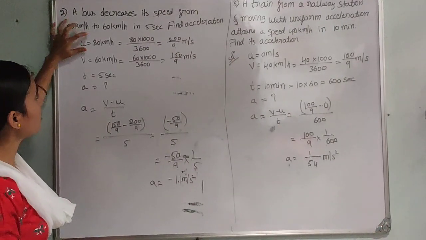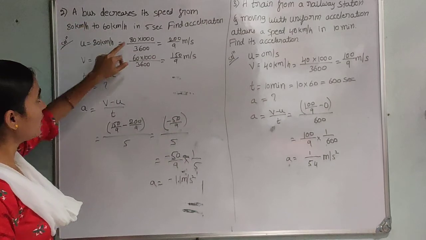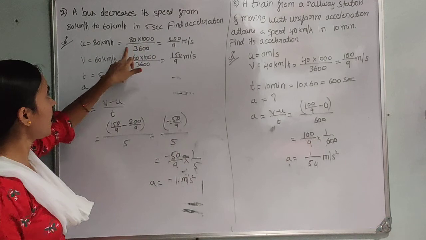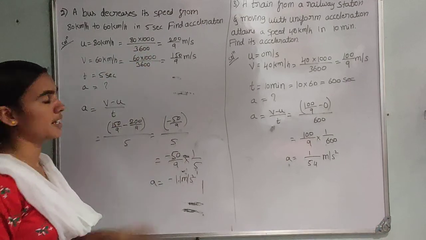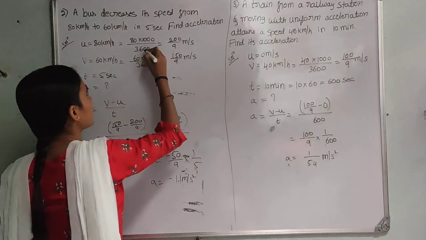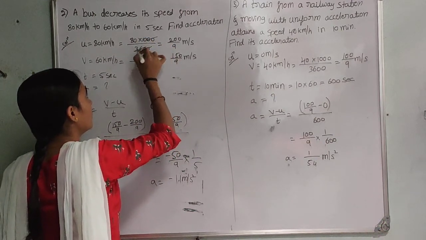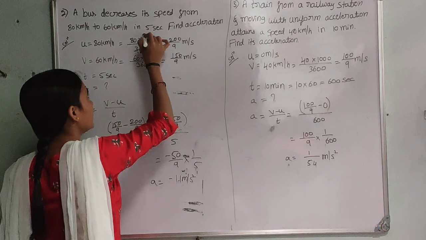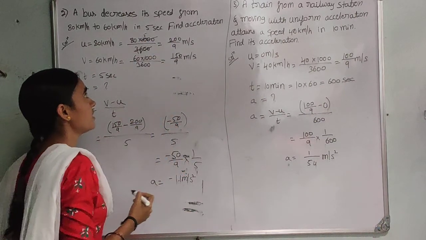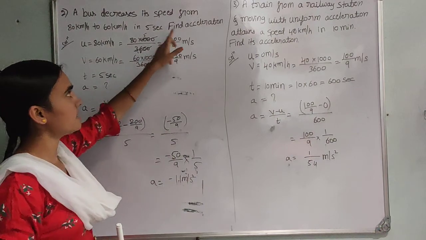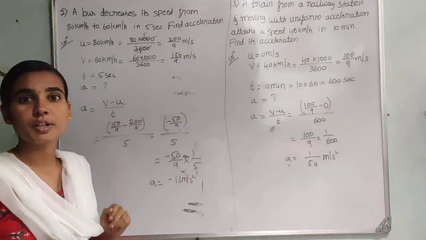So u is equal to 80 kilometer per hour. 1 kilometer is 1000 meters, and the whole is divided by 3600 seconds. If you make the cancellation, we get an answer of 200 divided by 9 meter per second.